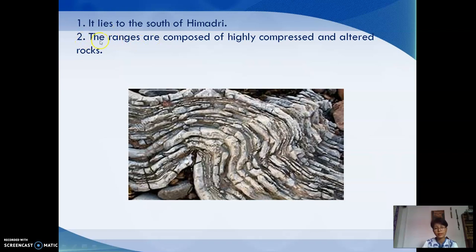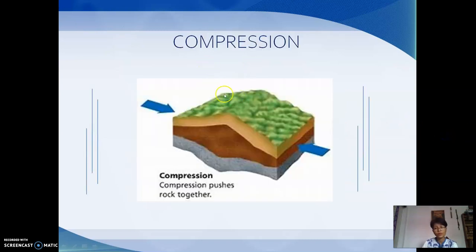Next, second point, the ranges are composed of highly compressed and altered rocks. So one picture of compressed or altered rocks I'm showing here. Now, you have got the term compressed. The compression I'm showing here in the picture, you see how the compression occurs. It pushes the rock together from both sides whenever the pressure comes.